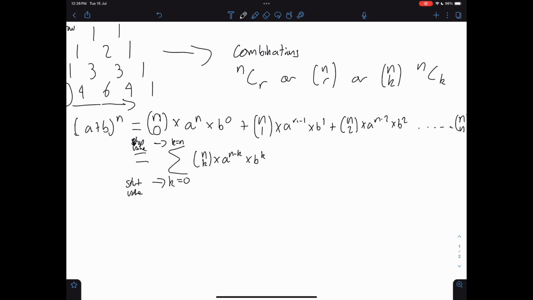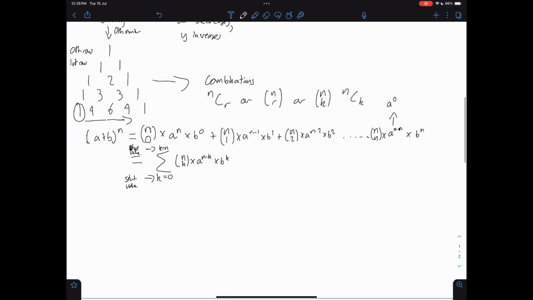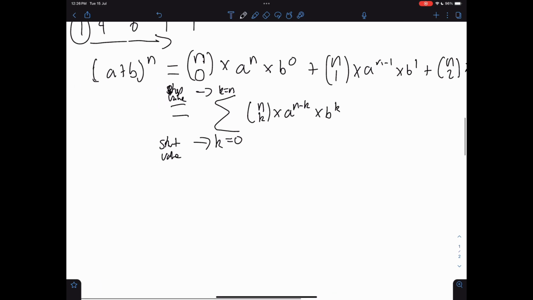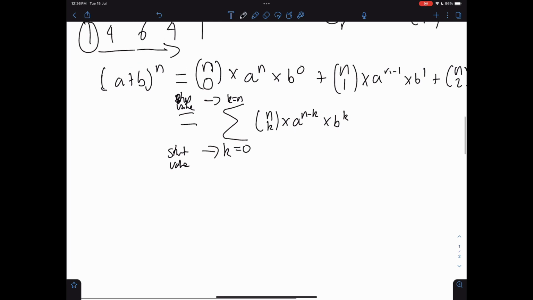And so that's why we're getting our a to the power of n minus k times b to the power of k, because that's what we're doing in that long one there. K starts at 0, b to the power of 0 is up there. Hope that makes sense. So that's the formula that you'll get in the book.